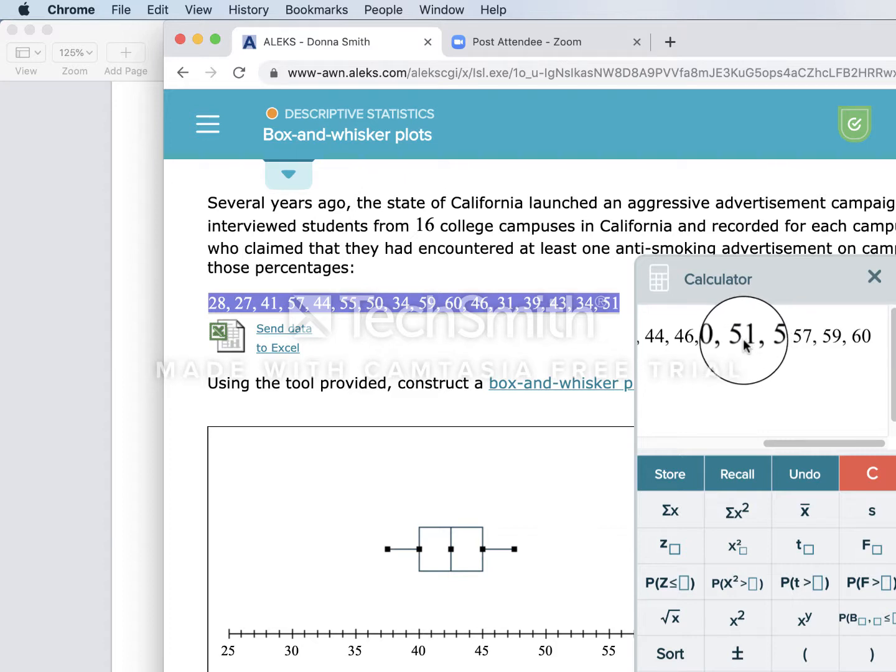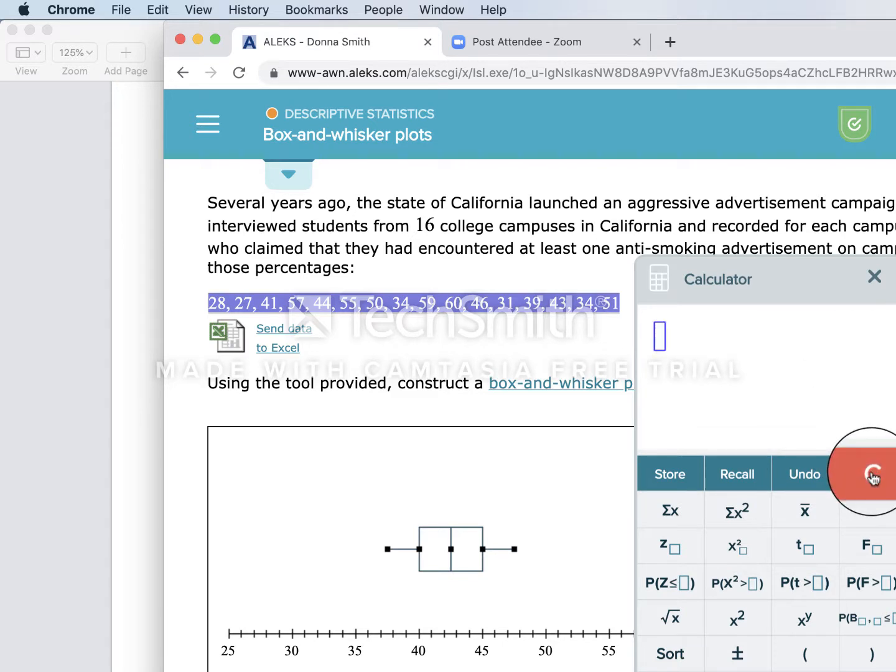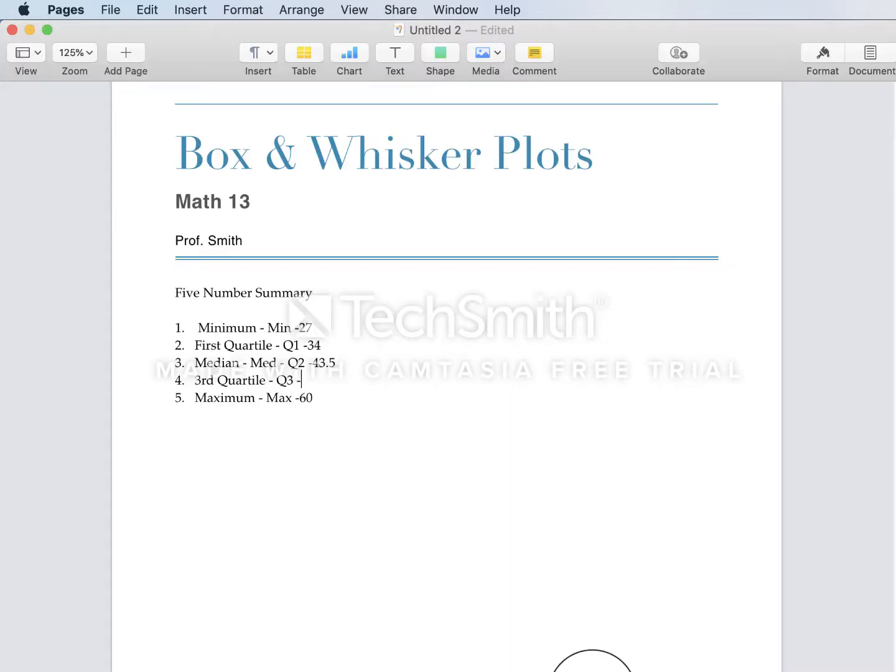So halfway between 55 and 51. So 51 plus 55 divided by 2 is 53. So I have that it's going to be 53 will be Q3. So now let's graph those points.